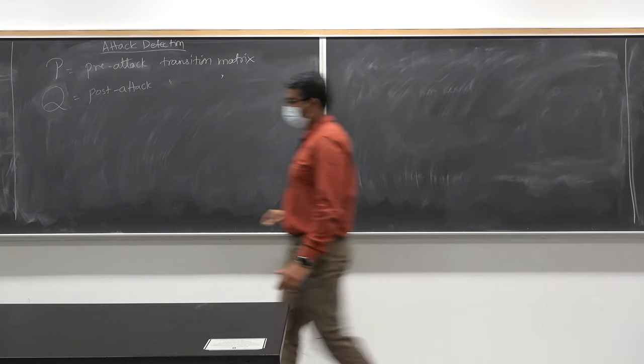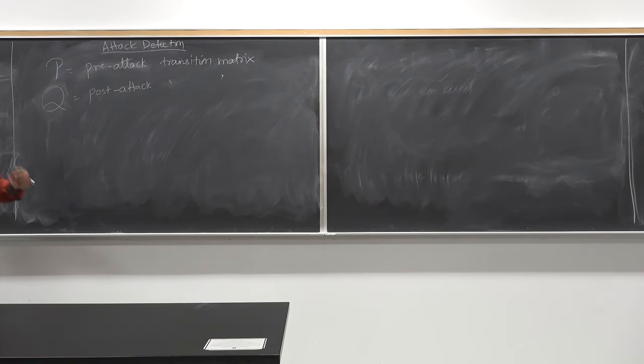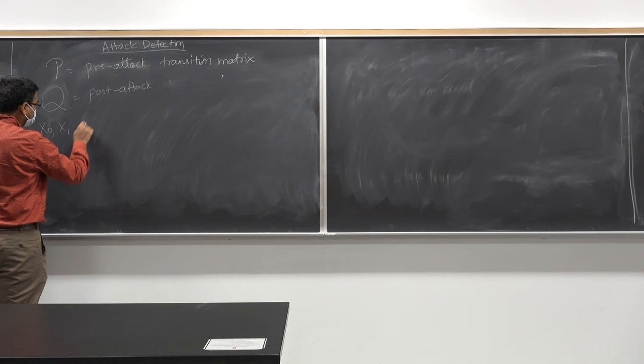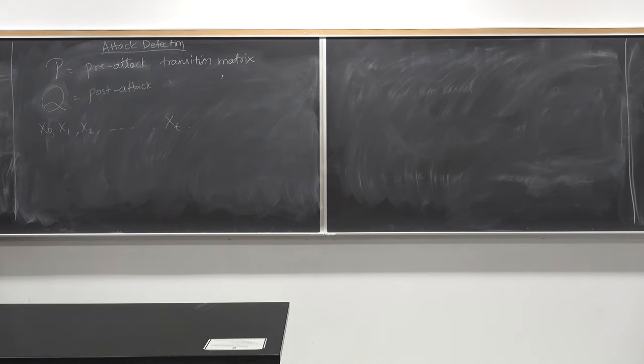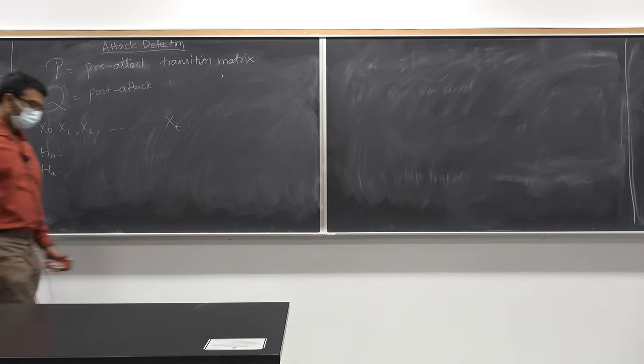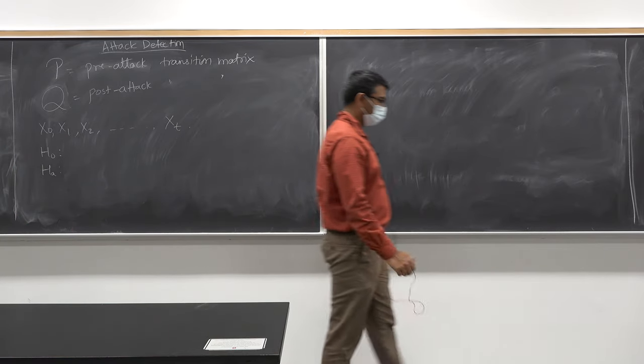And I'm looking at data. I'm sitting on my computer, and all I see is sensor readings. So I'm seeing X0, I see X1, I see X2, I see XT. This is what I'm seeing on my dashboard. What is H0, and what is the alternate hypothesis? I need to come up with two hypotheses. What do you think are the two hypotheses in this case? What is H0, the null hypothesis?